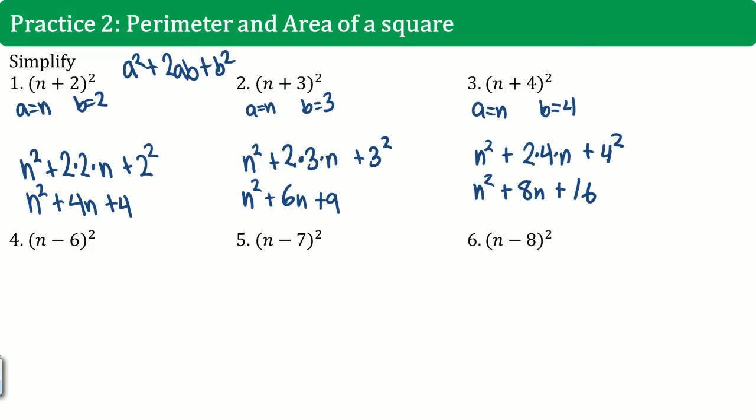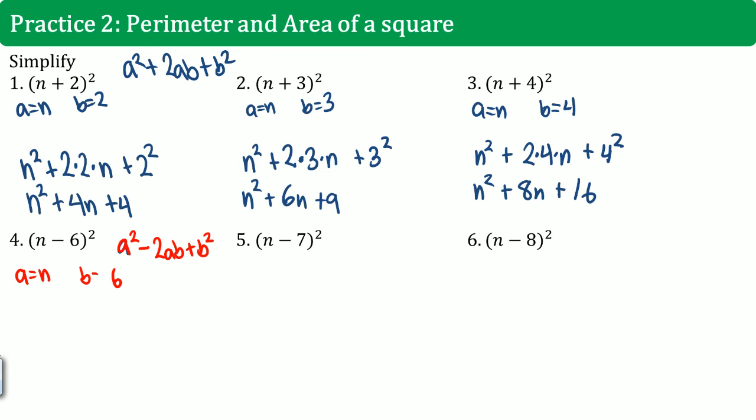All right. So now let's do the bottom. But this time you see it's a negative, so it's a squared minus 2ab plus b squared. Right? So the a here is the n, the b here is... no, it's just a 6. It's just a 6.